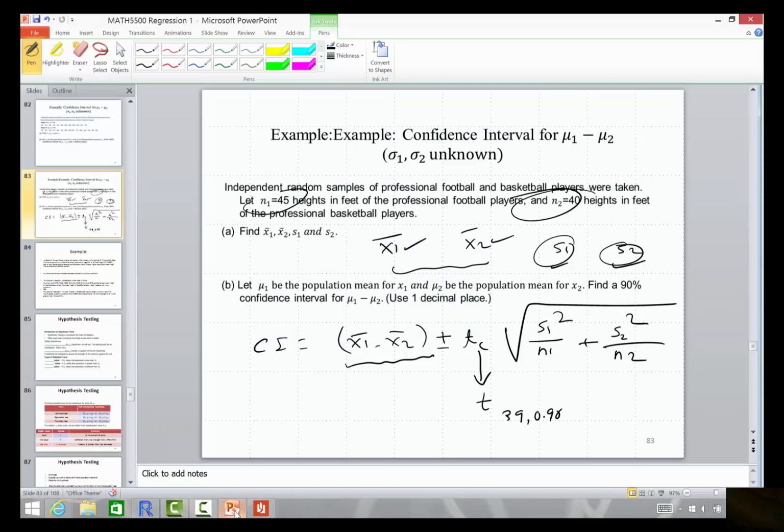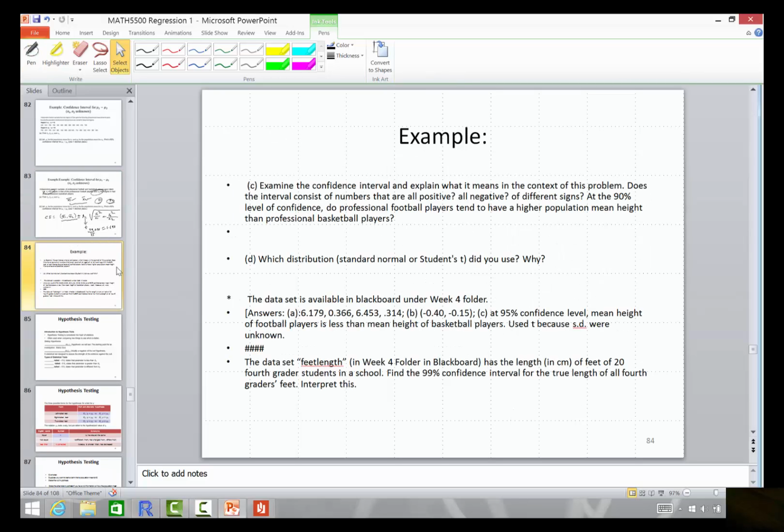So my t critical is equal to 1.690. I could not find 39, so I have to go for 35, right? All right, so this is how you get the confidence interval.